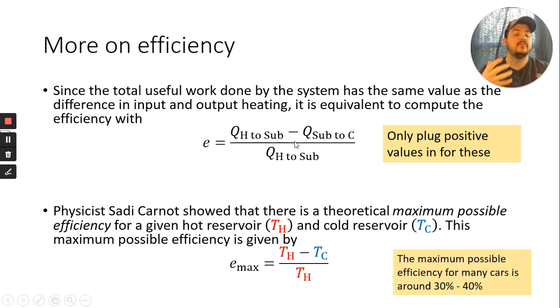For many cars, this is where you're going to get a sense of scale. Efficiency is around 30 to 40%. If you're pushing that 40% efficiency, that's considered a very efficient and a very good car. It is just not physically possible to do much better than that due to this theoretical limit. There's a limit based on the temperature differences between your hot and cold reservoirs.